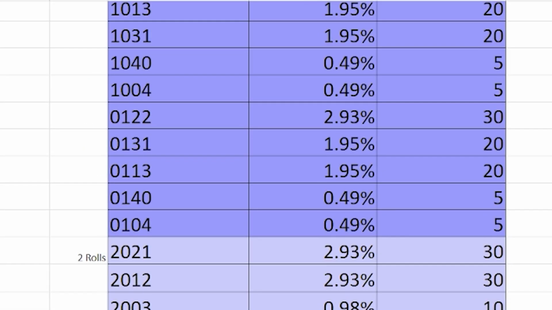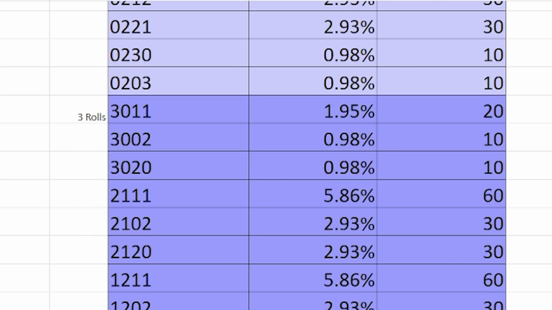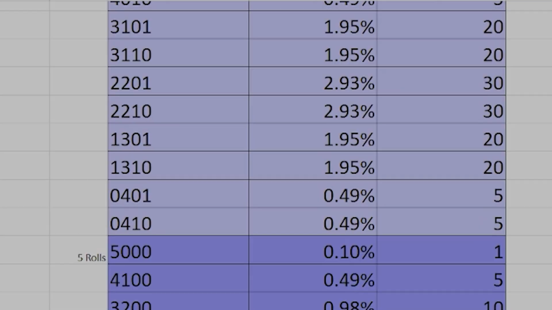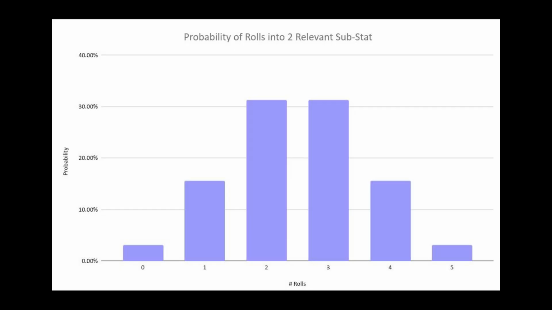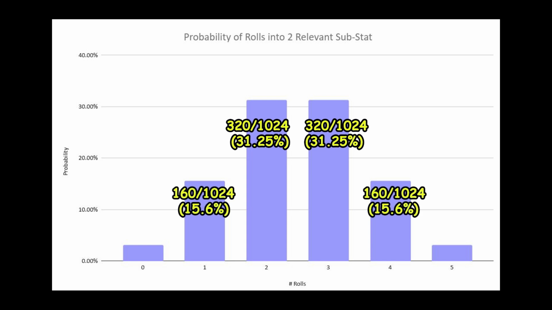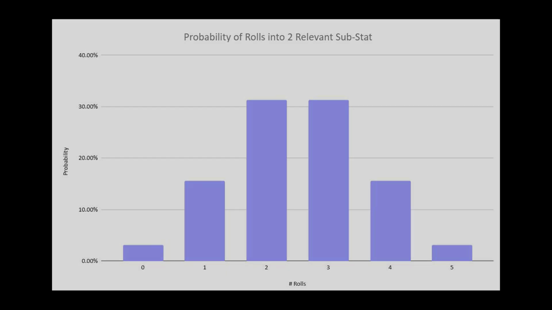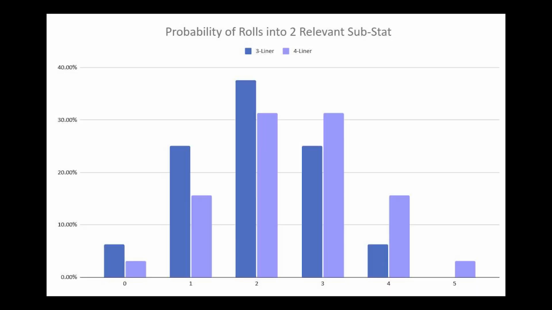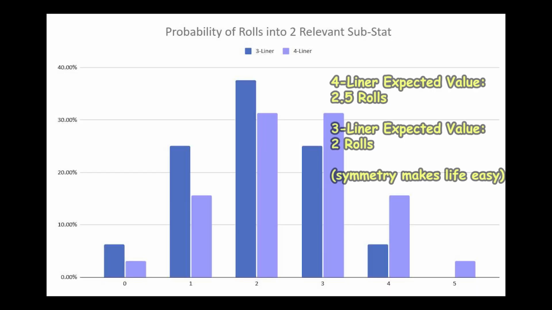We can also do a similar process for 2 relevant substats. We end up with a symmetrical distribution with 2 and 3 rolls being the most common outcome at 31.25%. Closely followed is 1 and 4 rolls at 15.6%, along with 0 and 5 rolls at 3.13%. Compared to a 3-liner, the expected value would be 2.5 instead of 2.